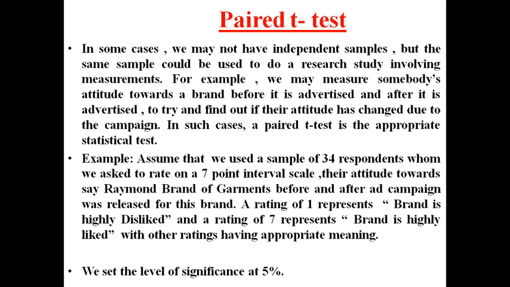Now the example: assume that we used a sample of 34 respondents whom we asked to rate on a 7-point interval scale their attitude towards, say, Raymond brand of garments before and after an advertisement campaign was released for this brand. A rating of 1 represents the brand is highly disliked, and a rating of 7 represents the brand is highly liked, with other ratings having appropriate meaning. We set the level of significance at 5%. So this is the information about the case study.